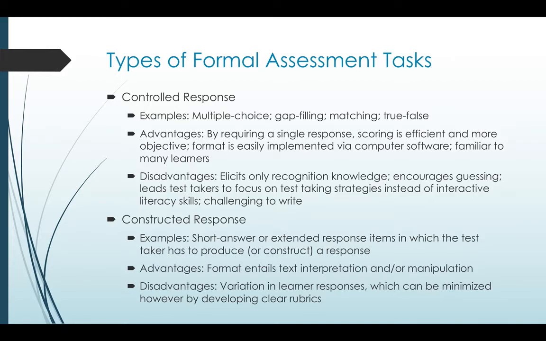Some advantages of the constructed response types are that the learners actually have to do more with the text, in a sense, and they have to demonstrate their ability to interpret certain parts of the task or their ability to engage with key themes from the text. Some disadvantages would be the huge amount of variation you get in learner responses. This sort of variation can be managed by developing clear rubrics, and we're going to talk about rubrics when we get to the assessment of writing.